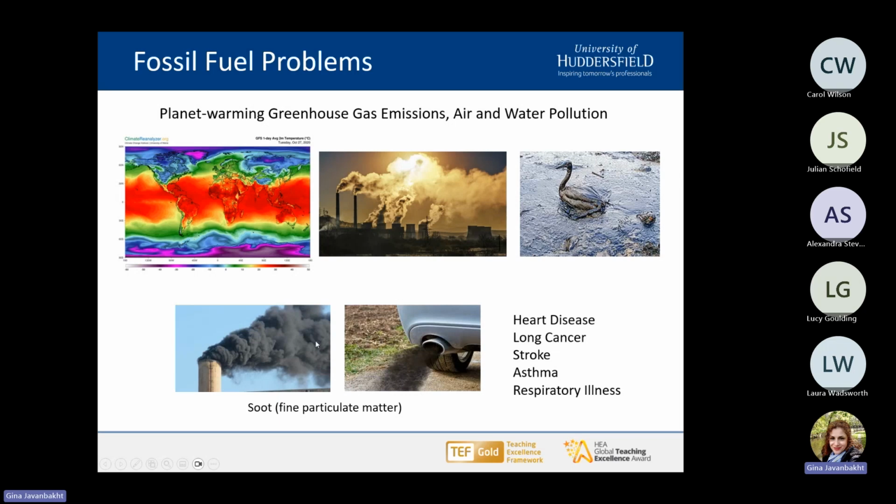Burning fossil fuels creates these little particles in the air. An example of it is soot. These little particles cause many problems for human beings, such as heart diseases, lung cancer, strokes, asthma, and so on. Well, so far, I've been talking for 10 minutes and it's been really, really dark. I know, scary, dark. Do we have any solution for this?